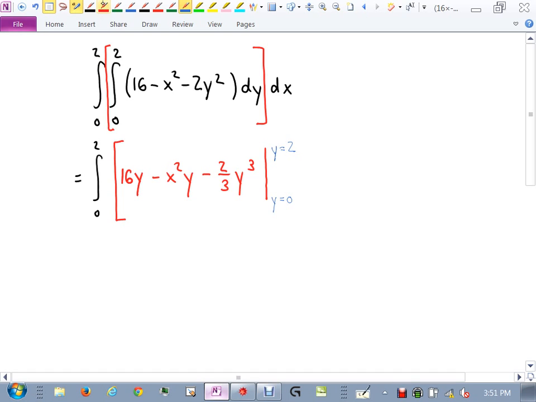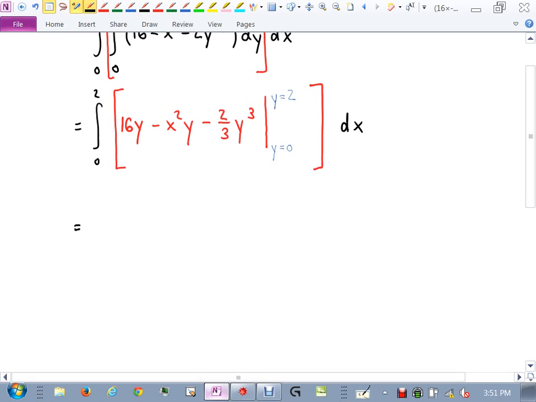So let's plug that in. Now, we still have on the outside of this, what? The dx. So this equals the integral from 0 to 2 of the inside there. Okay, remember how we do integrals? We start with 2, right? Plug it all in, and then we subtract what we get when we plug in 0.